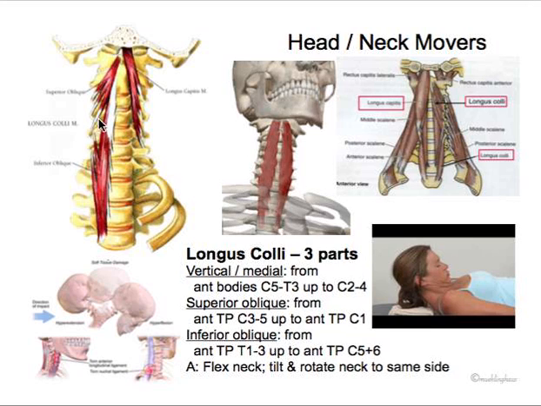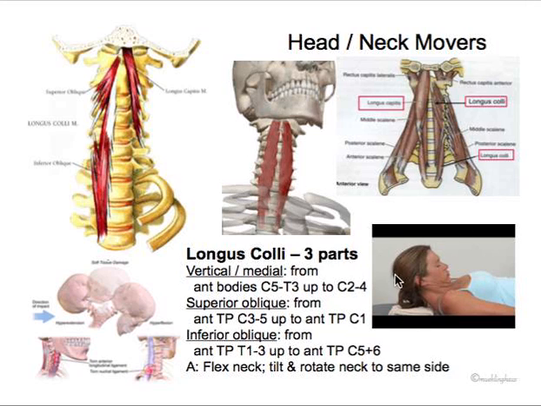The inferior oblique goes from the anterior body of T1 to T3. Sorry, I have to correct that: make sure it's the anterior body, not the anterior TP. It reaches up to the anterior TP of C5 and C6. So it makes kind of a triangle. It's an interesting muscle, very, very deep. In action, it flexes the neck, and it tilts and rotates the neck to the same side. So it pulls the neck to the same side when it contracts. You can see these contract here.